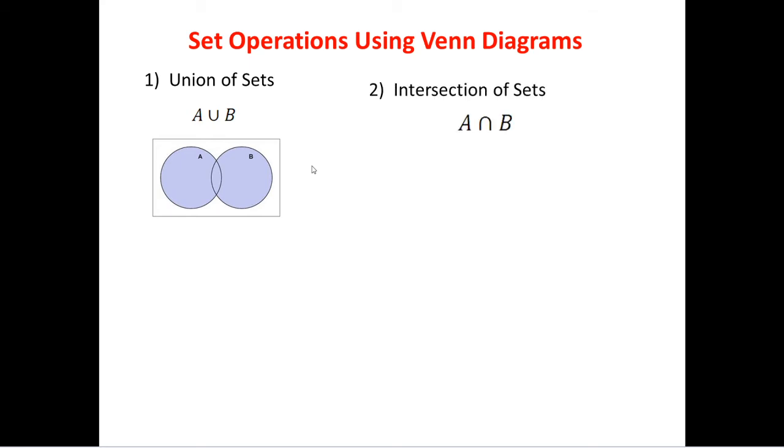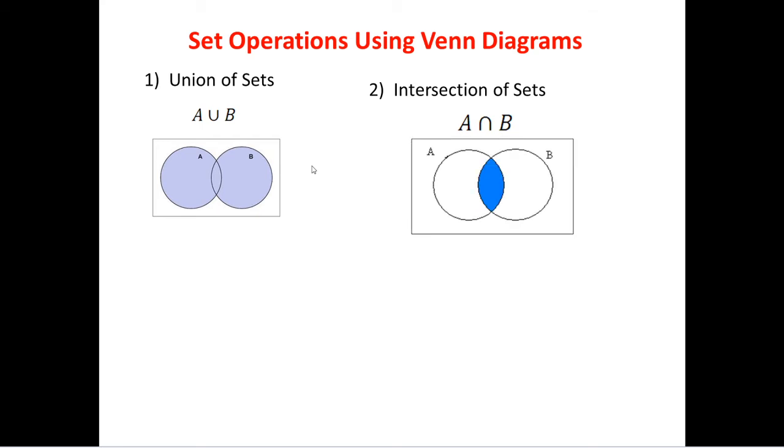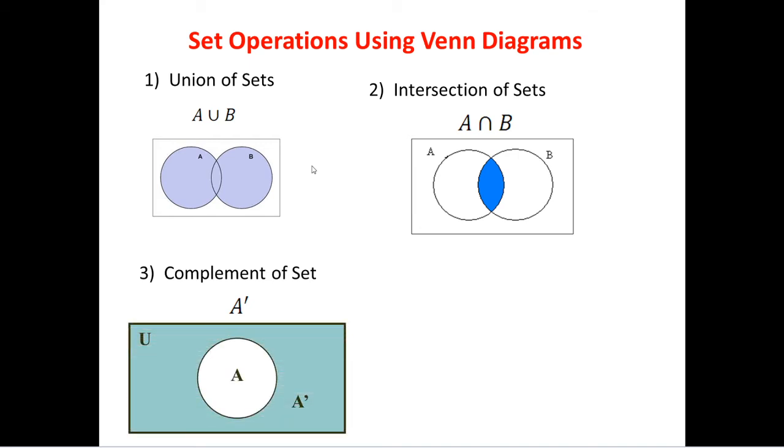How about the intersection of A and B? So A intersection B is represented by the blue area in our Venn diagram. Only that intersection part, or the common part, is the intersection of A and B. How about the complement of set A, or A complement? Remember, complement means outside the set. So we draw the circle A, and then we shade everything outside A. The shaded part will be everything outside A, but inside the rectangle or the universal set.